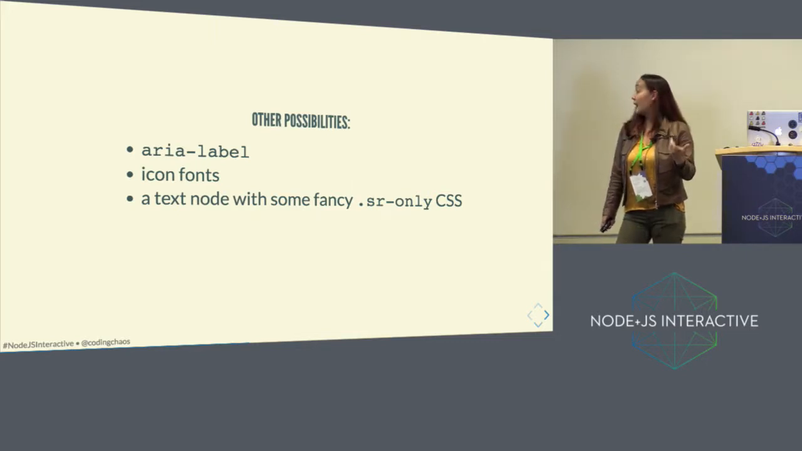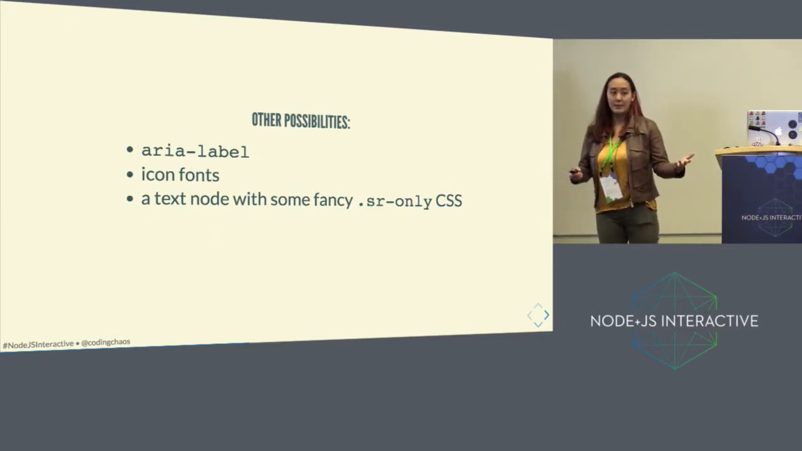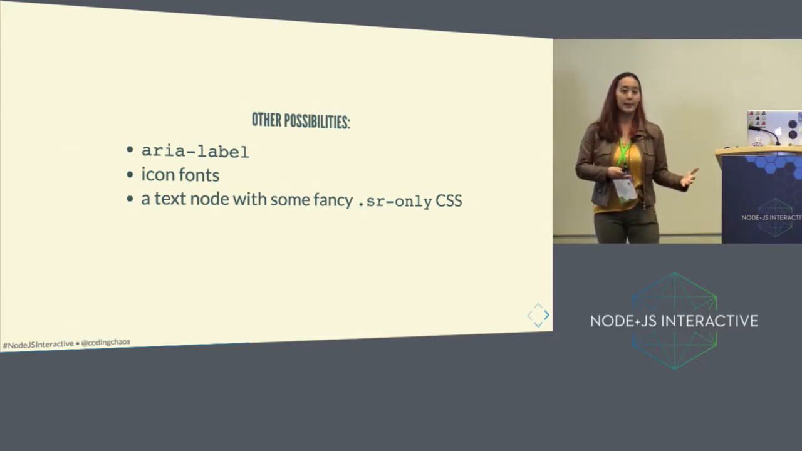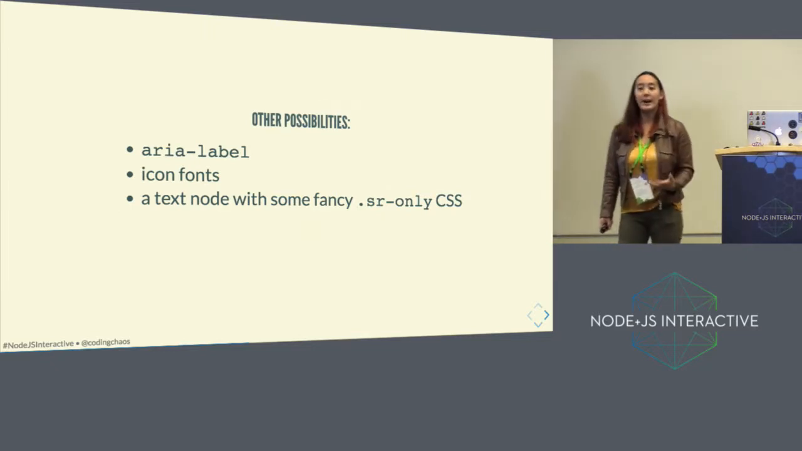And icon fonts, there are ways to make icon fonts accessible if you go through extra work. And another option that is sometimes super useful is having just some element that has specific CSS that will hide something visually, but still surface it for a screen reader, and that's not display none or visibility hidden, which will also hide things from a screen reader.